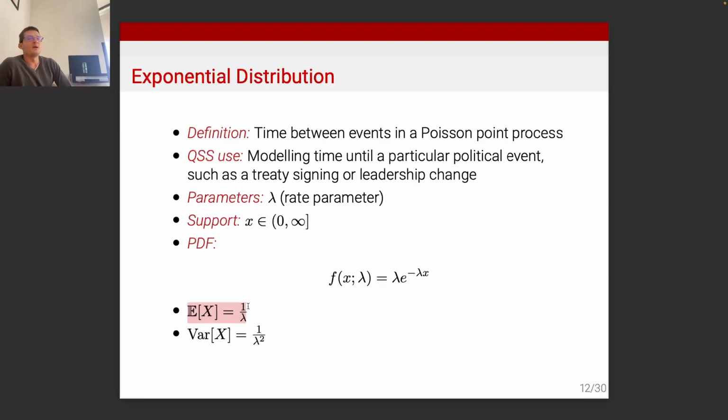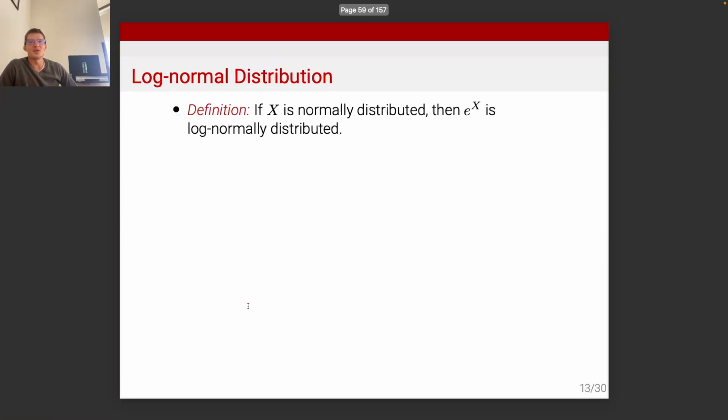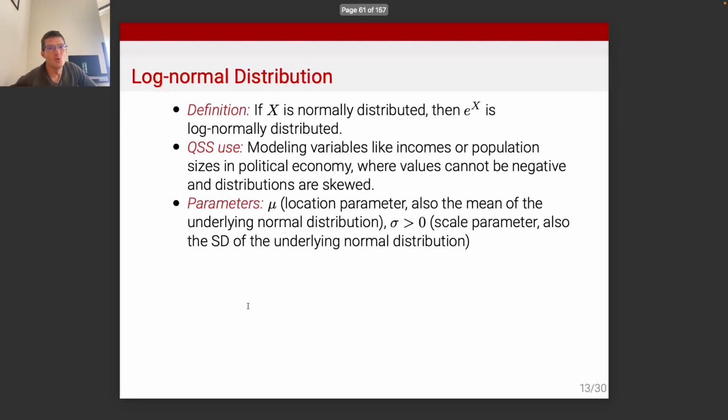I guess another thought would be, I know a lot of folks might be studying constitutions, and the amount of time between one constitutional override and the next, or one constitutional reform and the next, that could be modeled potentially with exponentials. So that'd be one example. Very good.